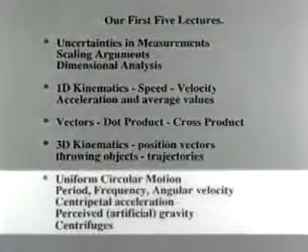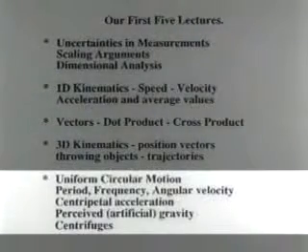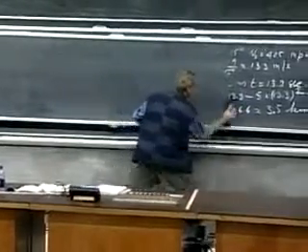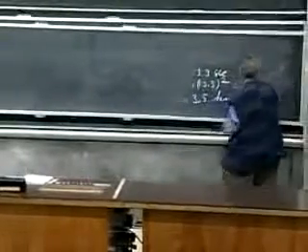Uniform circular motion. Uniform circular motion occurs when an object goes around in a circle and when the speed never changes. If the speed doesn't change, then the velocity, of course, does change because the direction changes all the time. But the speed does not.